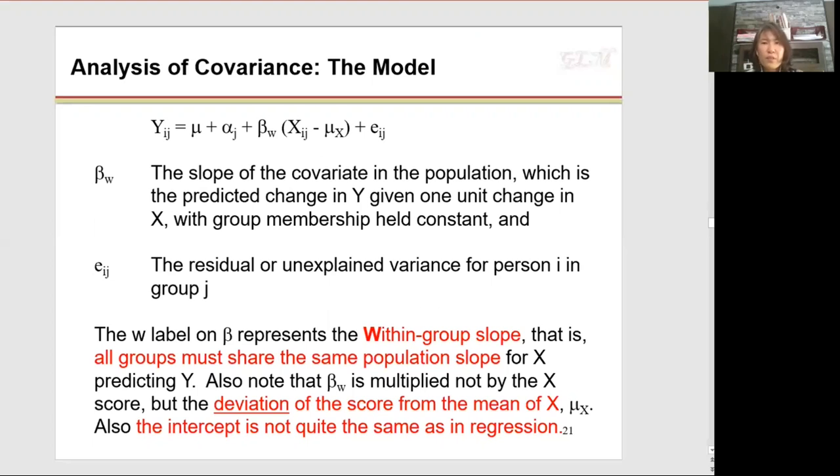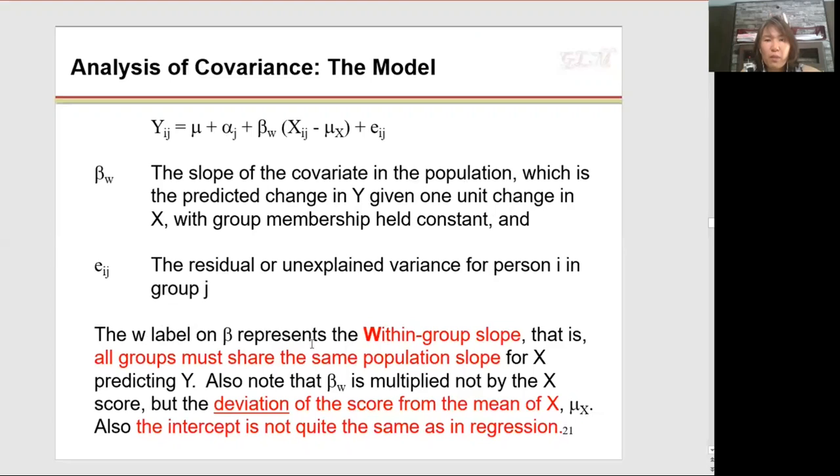Analysis of covariance, the model. So beta within is the slope of the covariate in the population, which is the predicted change in Y given one unit change in X with group membership held constant. So held constant, so same. Regardless of female or male, groups share the common slope for the covariate. That's what it is. Okay, this is a residual.